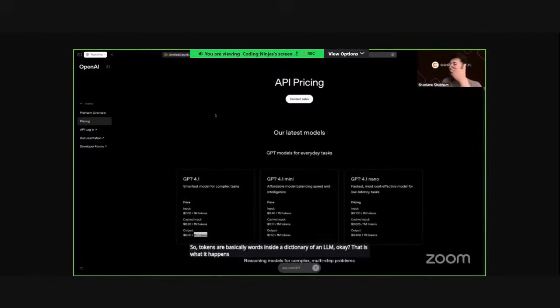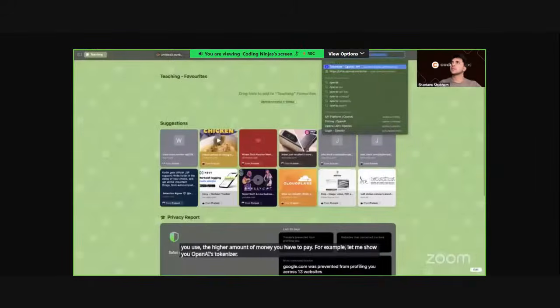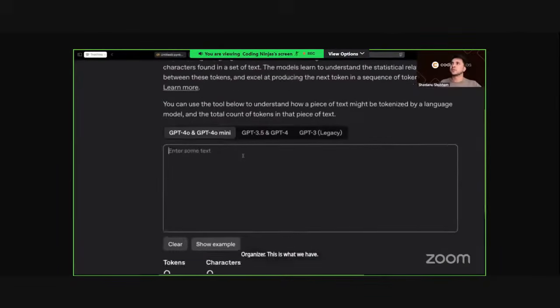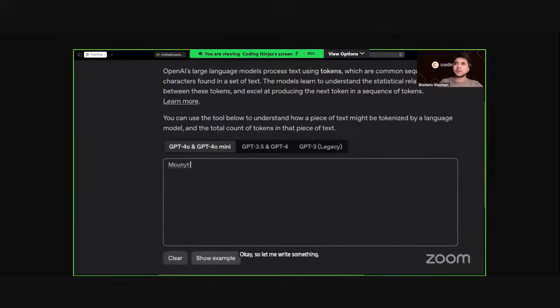The more complex sentences you write, the higher the token amount will be. Every LLM's tokenization can be different. ChatGPT can have a different system, Gemini can have a different system, Llama can have a different system, and so on. The more tokens that you use, the higher the amount of money you have to pay. For example, let me show you OpenAI's tokenizer. This is what we have. Let me write something: Mount Everest is the largest mountain, or the highest mountain.